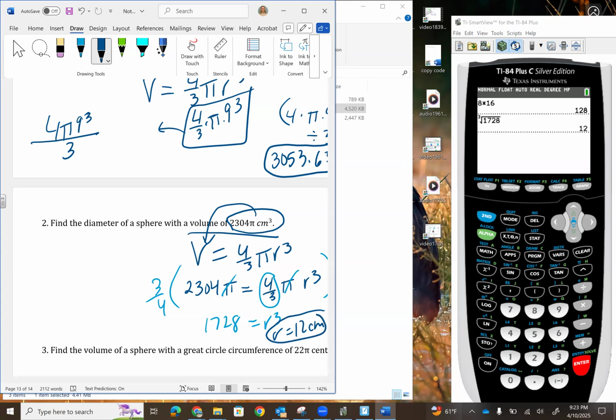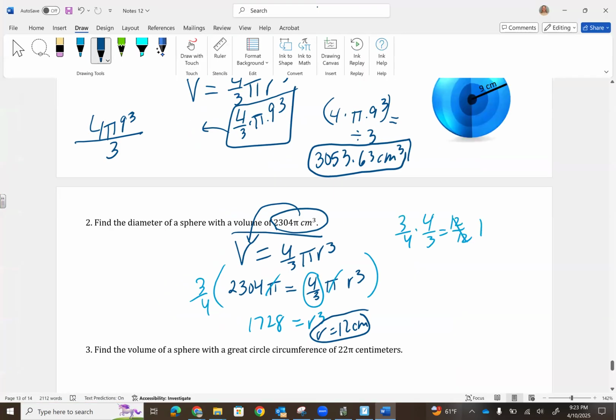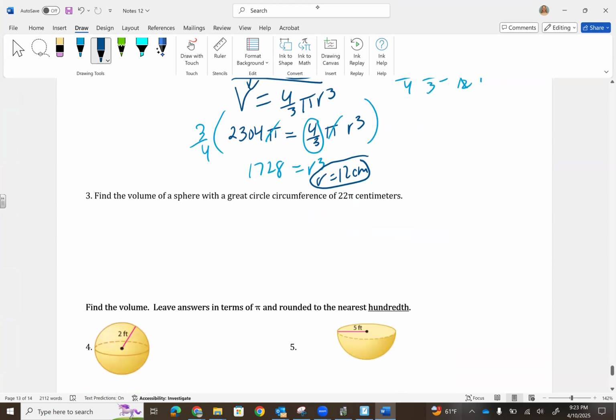So that's a good question for us. Can we work backwards? Can we get rid of a fractional coefficient by multiplying by its reciprocal? And then can we take the cube root?